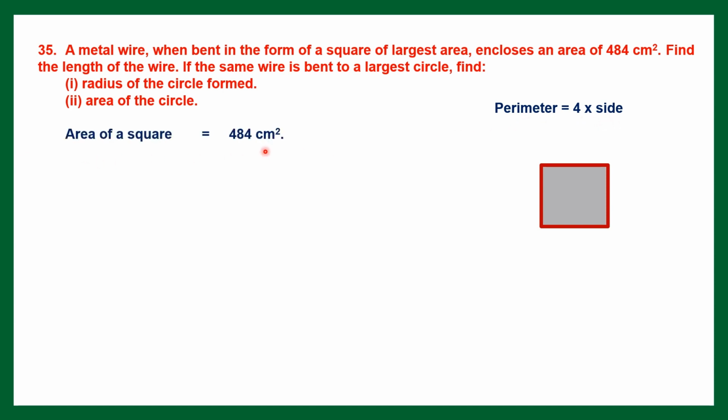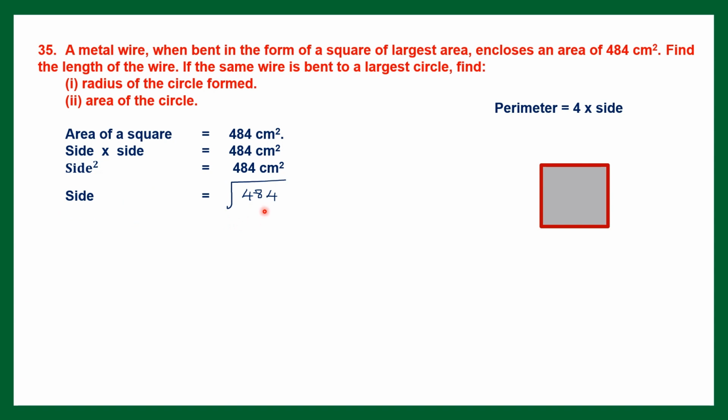So area for square is given to us, and we know the formula for area for square is side into side. That means side into side is equal to this much, isn't it? So if we have to find the side, now side into side is side square is so much that if we have to find side, this will be the square root of 484. Did you understand? Side square is 484. So side alone will be square root of 484.